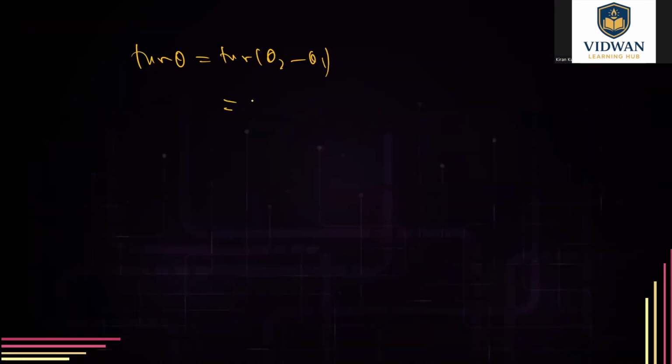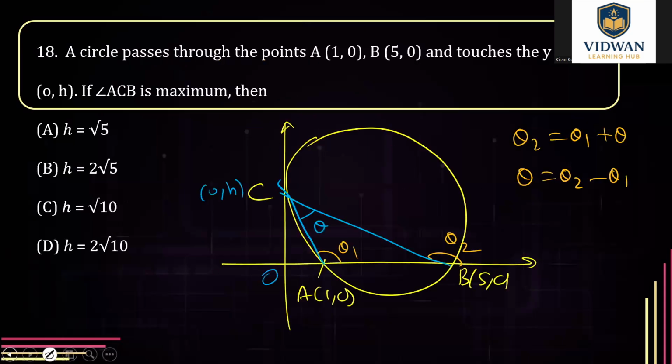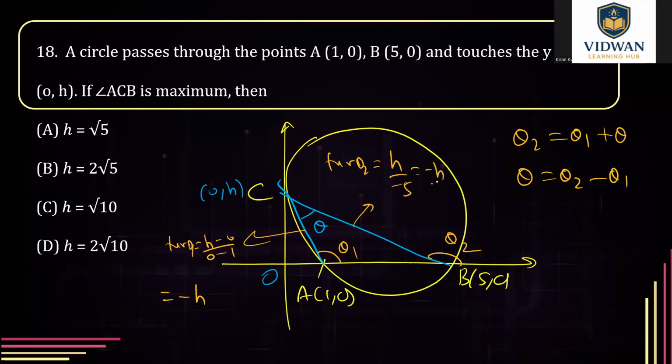And what is tan of theta 2 minus theta 1? Tan theta 2 minus tan theta 1 by 1 plus tan theta 2 into tan theta 1, the tan of A minus B formula I'm writing. And what will be the slopes? Tan theta 1 is basically the slope of this line, which is (h minus 0) by (0 minus 1), so that is minus h. And the slope of this line is tan theta 2: difference in y coordinates, h minus 0, by difference in x coordinates, 0 minus 5. So minus h by 5.